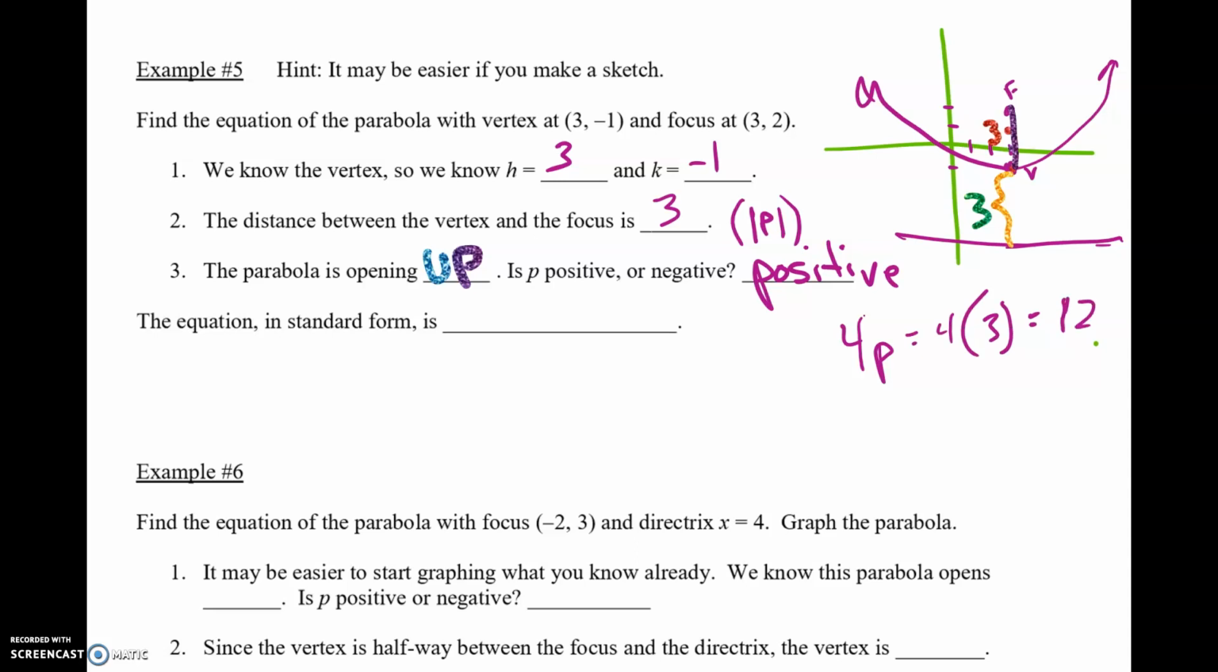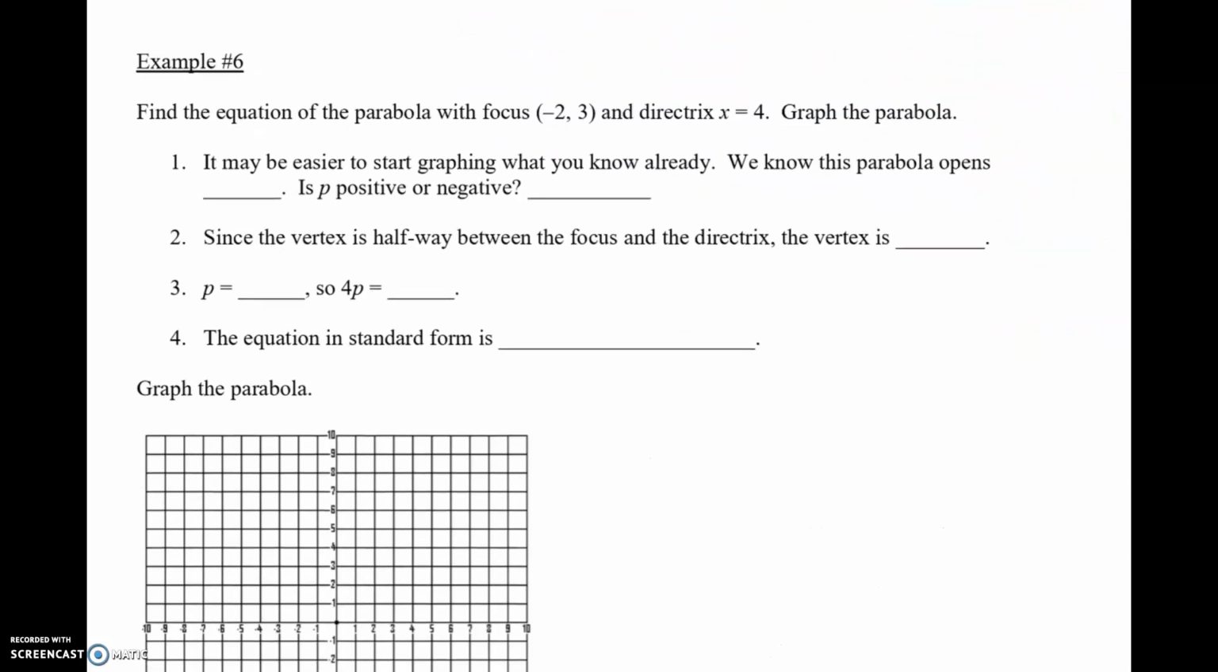And now we can write the equation in standard form. Remember, it's opening up, so x is squared. So (x minus h) squared equals 4p, 12, positive 12 because it was opening up. If it was opening down, I'd put negative 12 there. And then in parentheses, y minus k, so y minus -1, we usually put as y plus 1. And there we go.